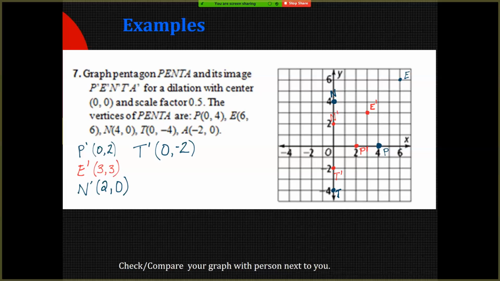The last ordered pair we need to talk about is A. A is currently located at -2, 0. So I'm going to graph that and label it A. And then the last thing I want to do is take -2, 0, and multiply it by 1/2. When I multiply -2 by 1/2, I get -1. When I take 0 and multiply it by 1/2, I get 0. So A prime is going to be at the ordered pair -1, 0, and I'm going to label that A prime.